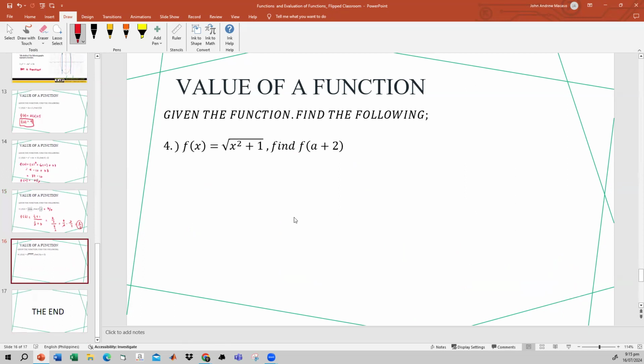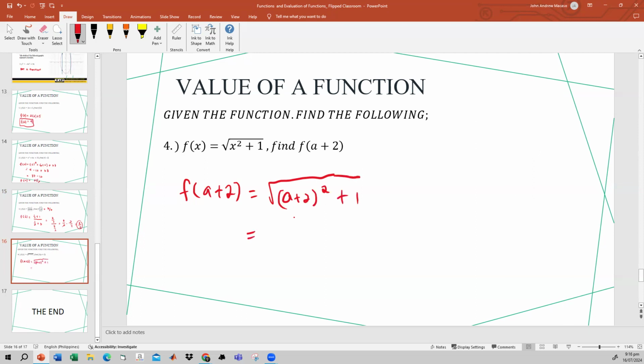And then lastly, if you're dealing with a radical and you're asked to find f of a plus 2, you're asked to substitute a binomial into a given radical equation. So we substitute it directly. That's f of a plus 2 equals the square root of a plus 2 squared plus 1.